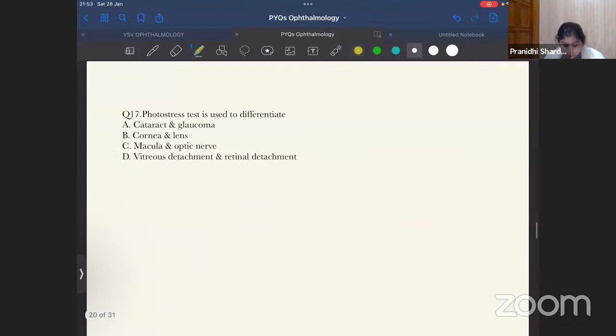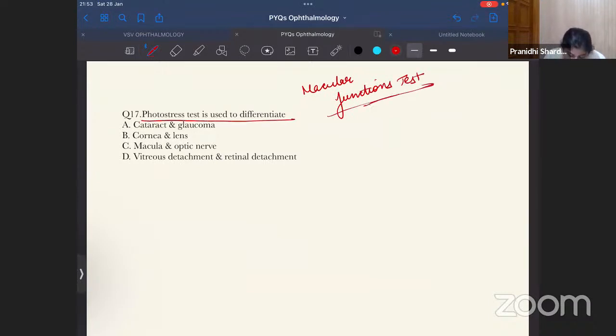Okay. Next is the photostress test. The important topic is macular function tests. There are so many macular function tests, but the main important one is the photostress test. As the name suggests, it is a stress test induced by photo light. Since it is a macular function test, it will differentiate between macula and optic nerve disease. Now, what are we doing in photostress? We are stressing out the macula by light.